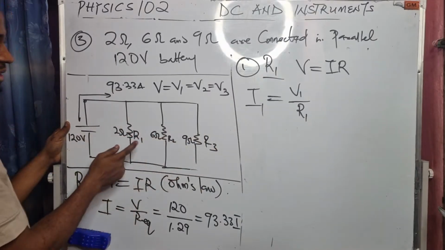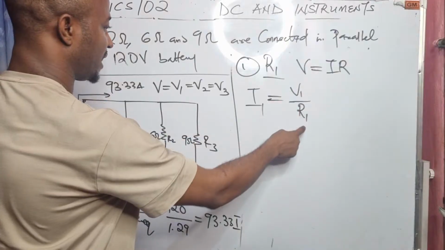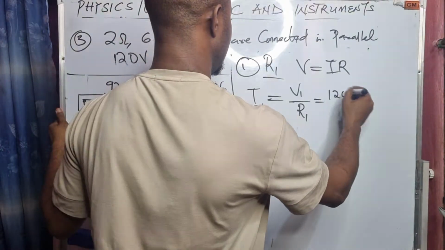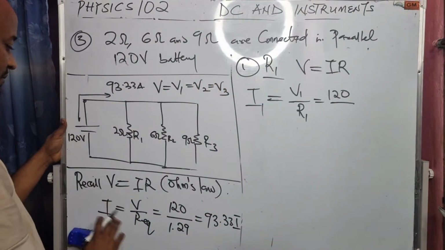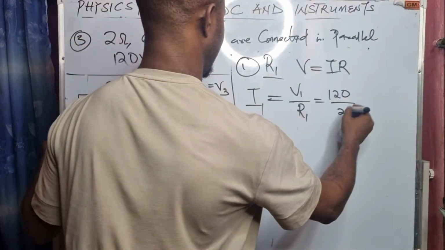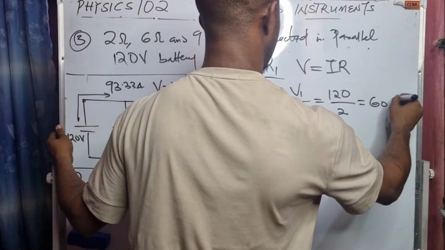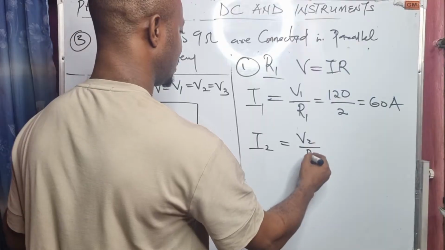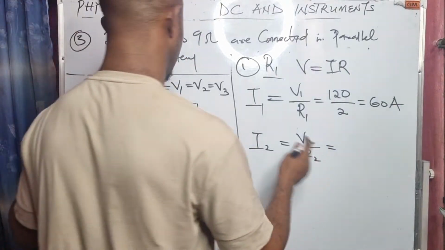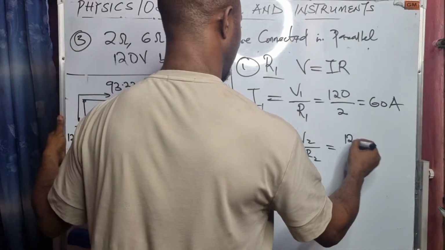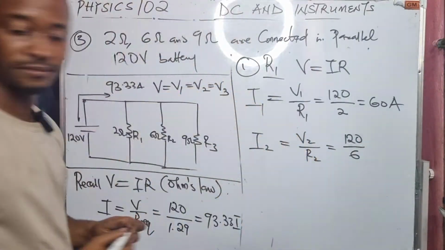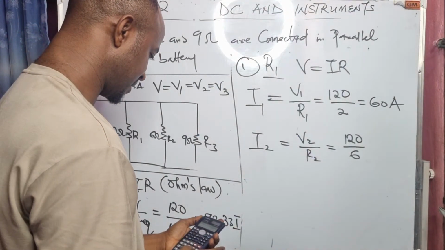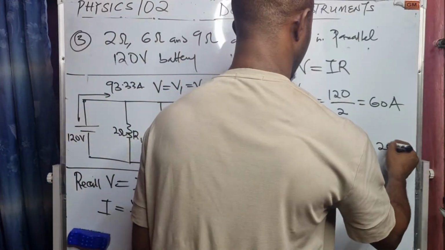So we have the same voltage drop, but we have different currents. To find the current across R1, I'm going to use V1 over R1. My V1 is the same as my V, which is 120. So that will give me 120 divided by R1. R1 is 2. So this will give us about 60 amp. Let's find that of I2. I2 will be V2 over R2. V2 is also 120, right? 120 divided by 6 is 20 ampere.